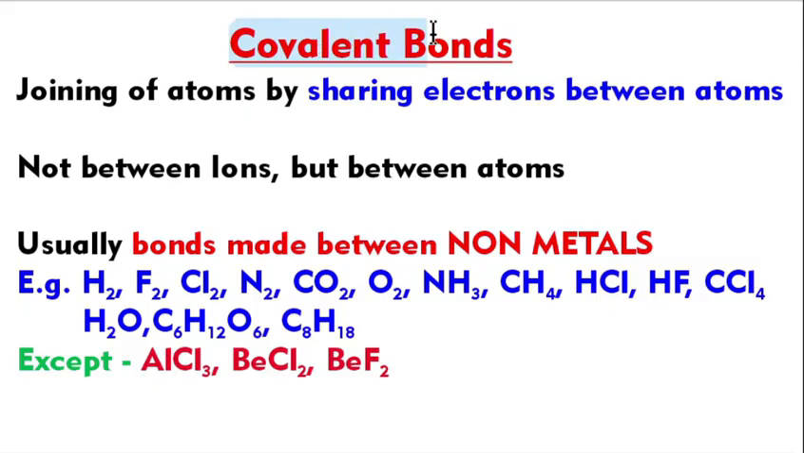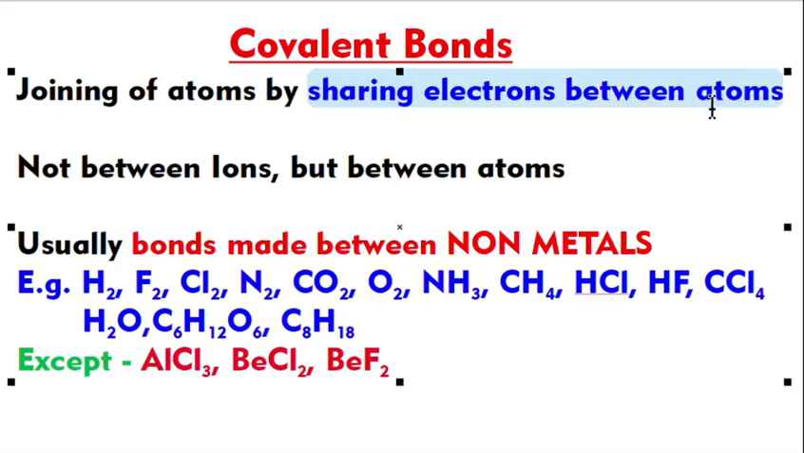Next, what is a covalent bond? We said there are 2 types of bonds, ionic bonds and covalent bonds. So what is a covalent bond? In this case, the bonds or the attractions are not between ions. So the attractions are between atoms here. So none of the atoms become positively or negatively charged here. So how do they make this bond? By sharing electrons between atoms.